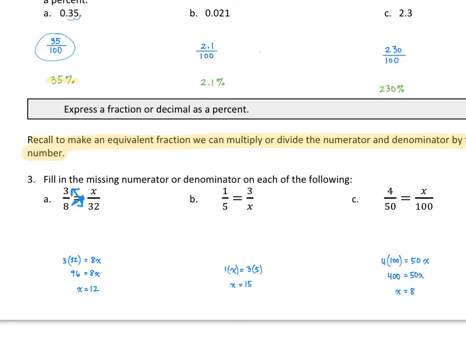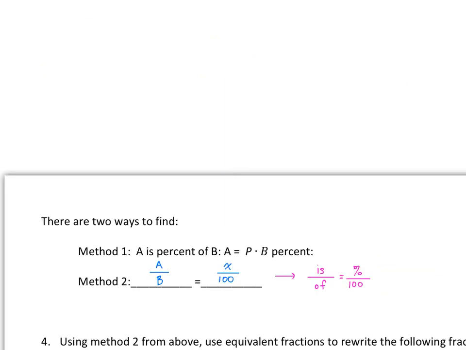Okay, hopefully you were able to do that relatively easily by cross multiplying. All right, and when you do, you should get x equals 15 for part B and x equals 8 for part C. If you have questions on that, let me know in class.